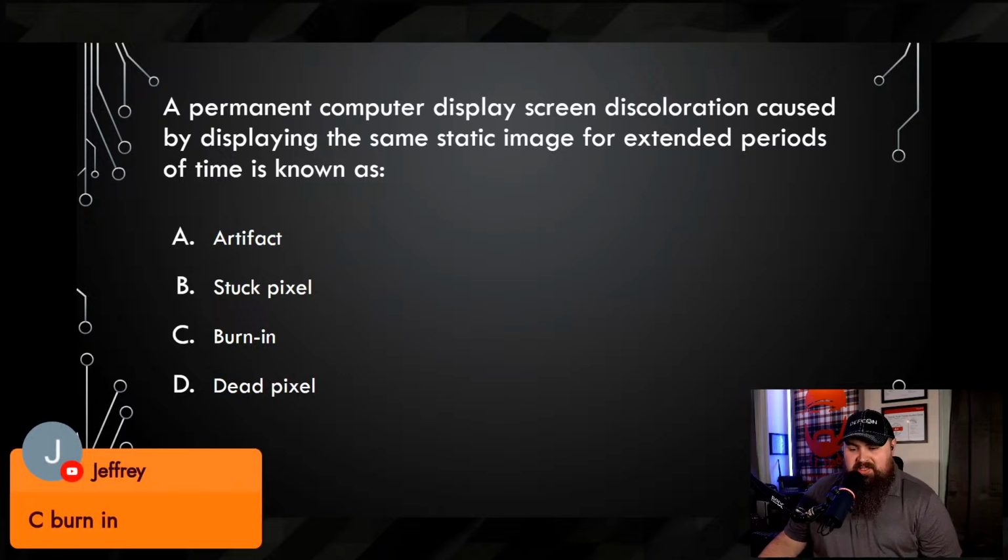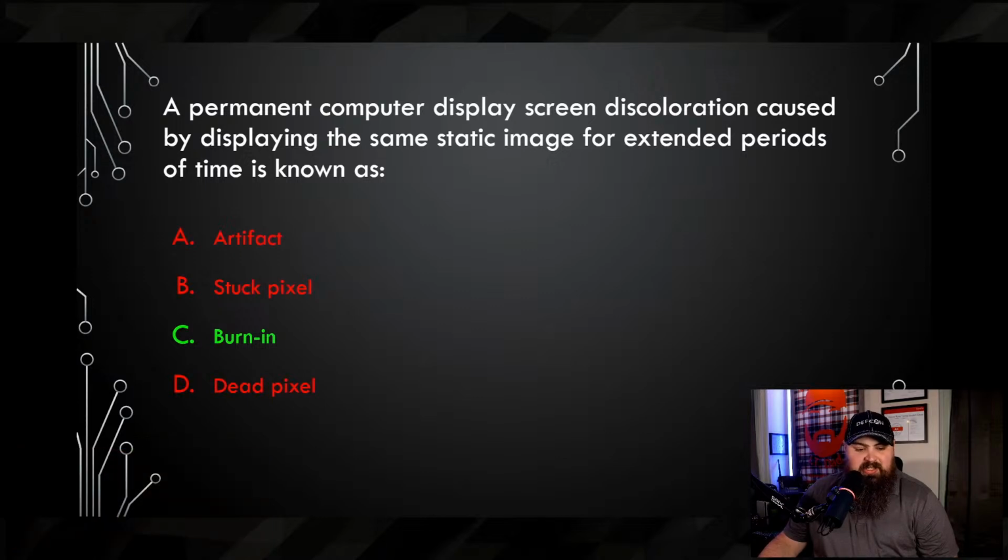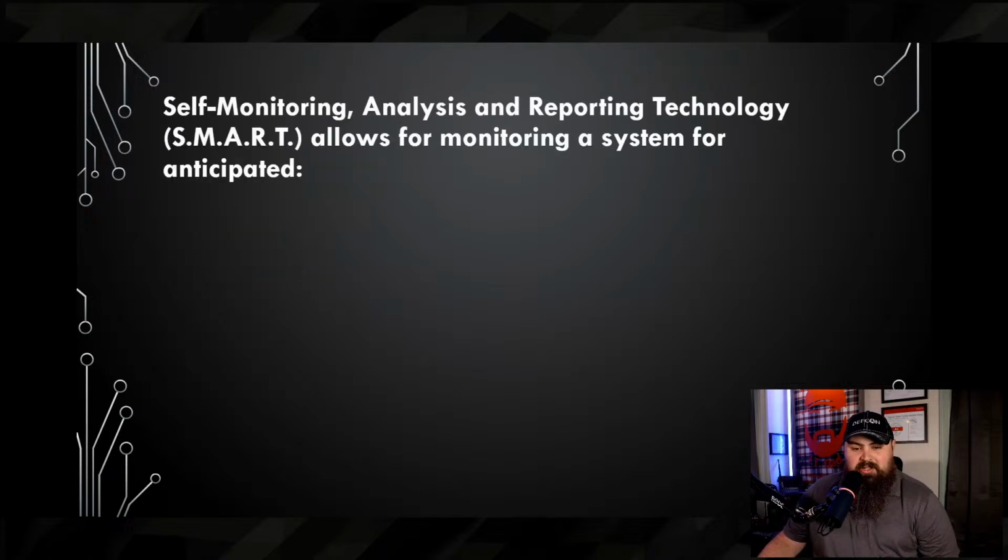We got some people saying C, burn-in. Looks like the majority here is going with C this evening. And indeed, that would be correct. C, burn-in. All right, moving on to our next question.